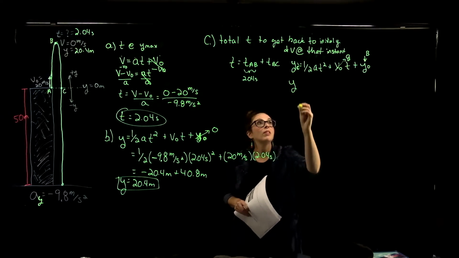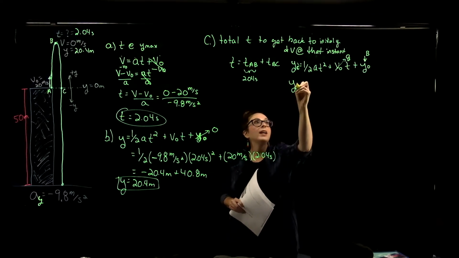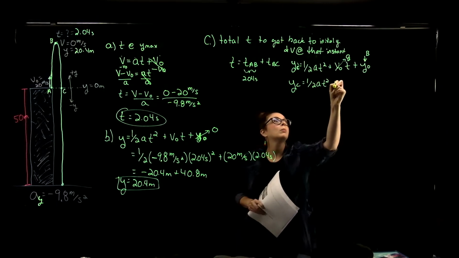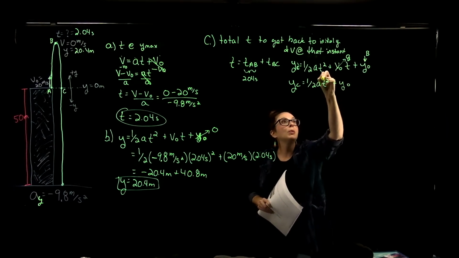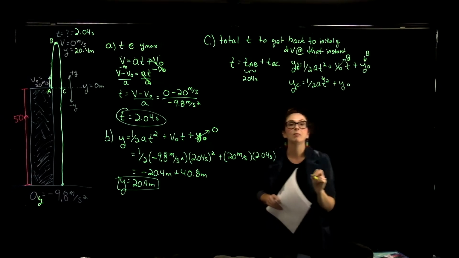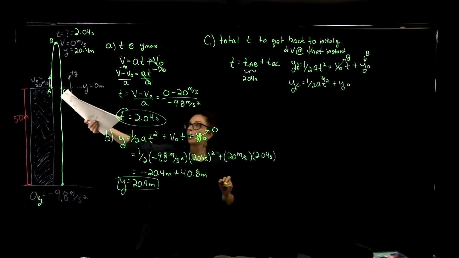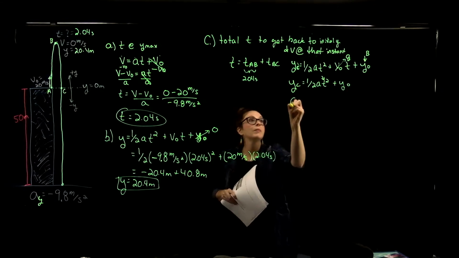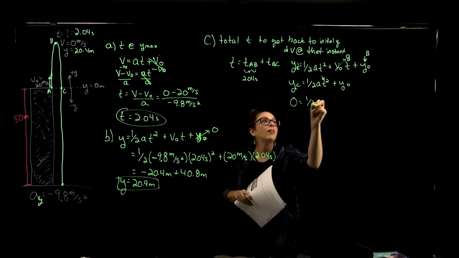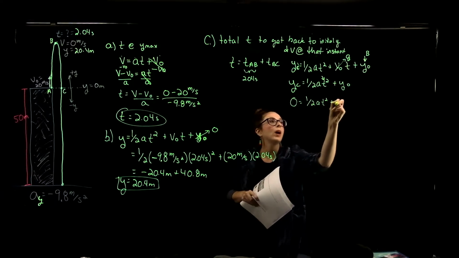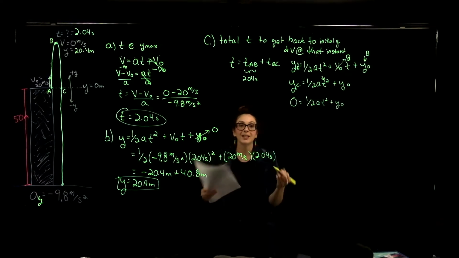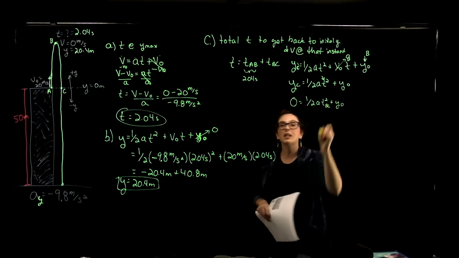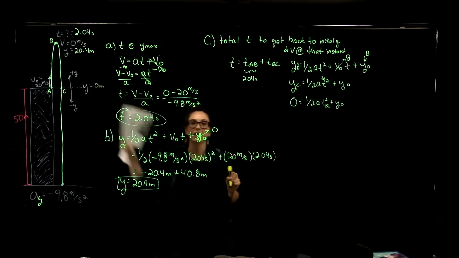So we've got yc is equal to 1/2 a t squared plus y0. Remember, we're solving this equation for t. So yc, our y position at point C, is 0. We've got 0 is equal to 1/2 a t squared plus y0. We're going to solve this now for t. That's what we're trying to solve for, TBC, the time to go from B to C.